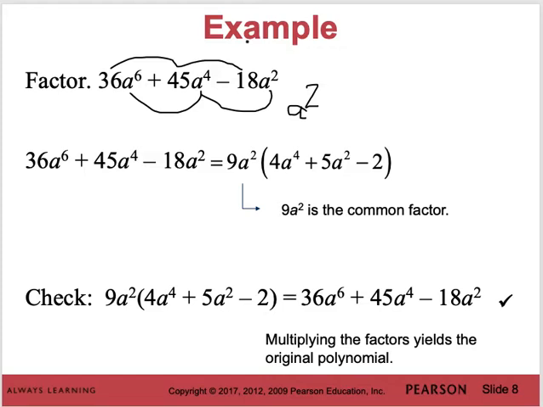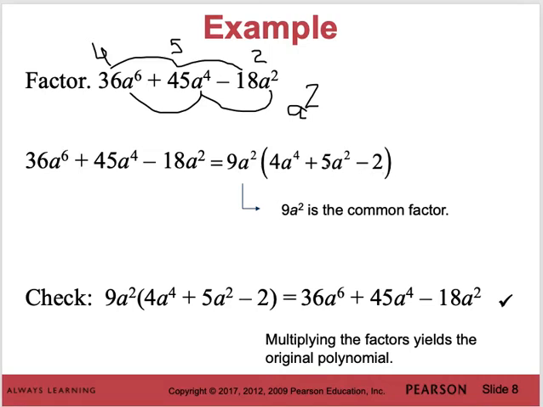6 does not work. Can't go into 45. 7 does not work. It's not a factor. 8 also does not work. How about 9? Yes, 9 works for all three numbers. 9 times 4 is 36. 9 times 5 is 45. And 9 times 2 is 18. And so that's where we end up with 4a, 5a, and minus 2.